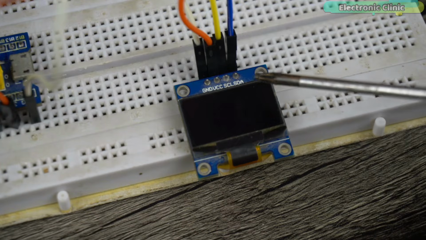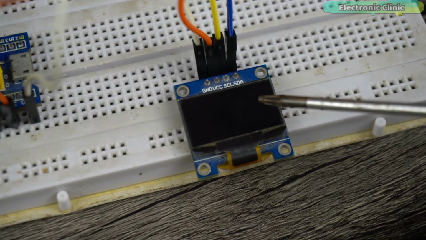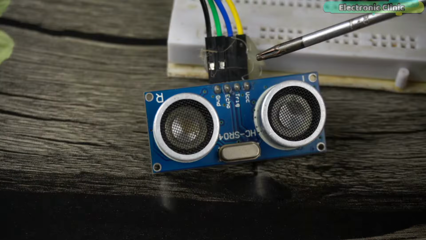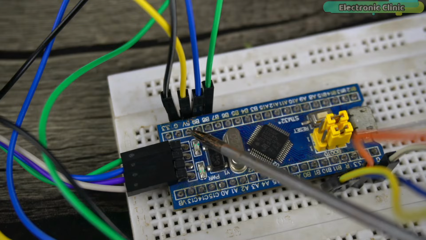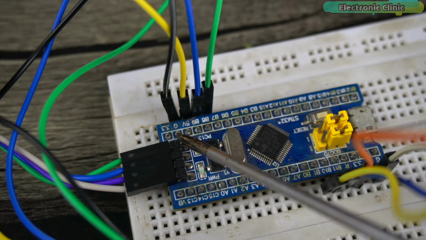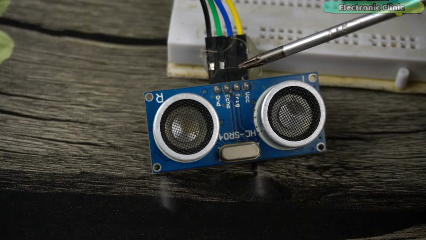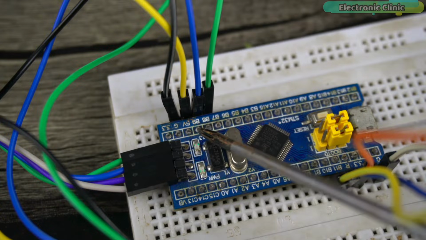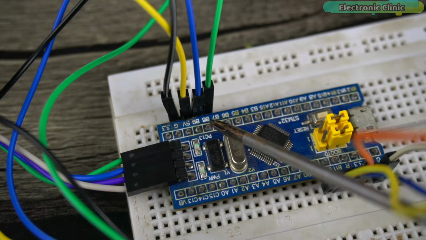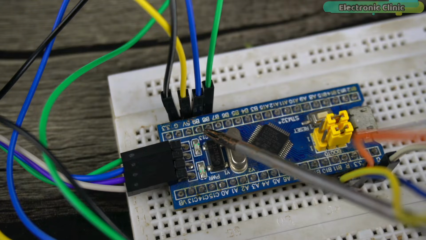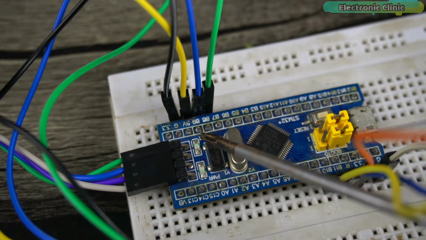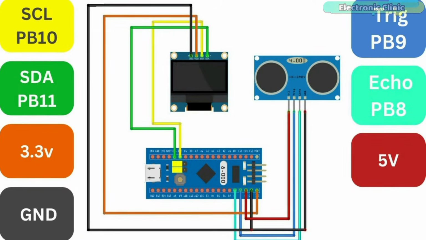The OLED display module wiring with the STM32 remains exactly the same. The ultrasonic sensor VCC and ground pins are connected to the STM32 board 5-volt and ground pins. The echo and trigger pins are connected to the STM32 GPIO pins PB8 and PB9. PB8 and PB9 are 5-volt tolerant pins, so it doesn't matter if I use 5 volts to power up the ultrasonic sensor. You can follow this circuit diagram.